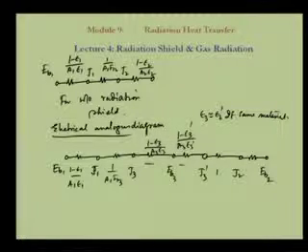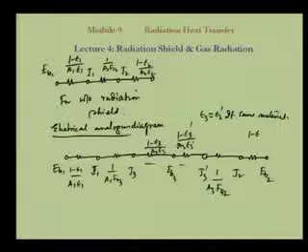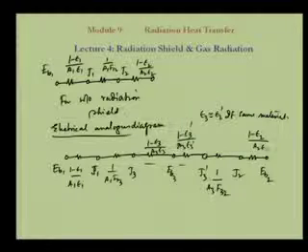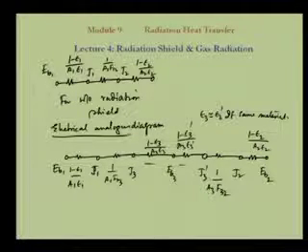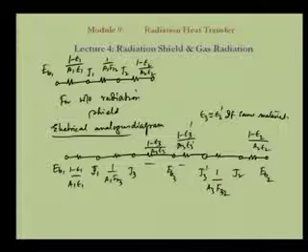Now, it is becoming another equation. This is A3 F32, and then it is (1 minus epsilon 2) by (A2 epsilon 2). This is the surface radiation for this second one, and this is the surface radiation for the first one, and these two are the surface radiations for the radiation shield material.